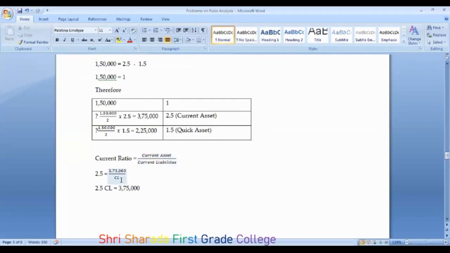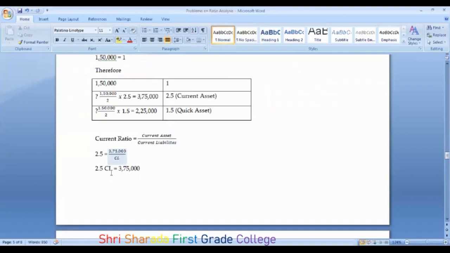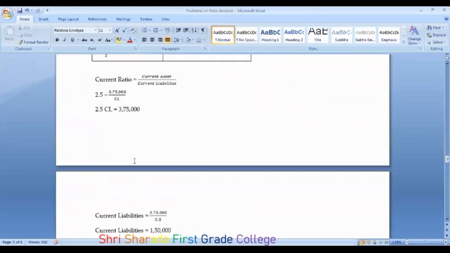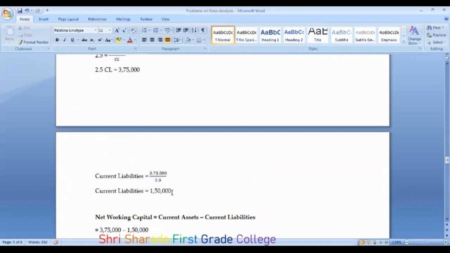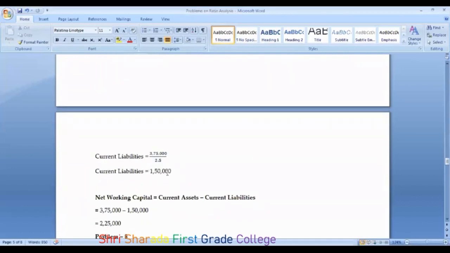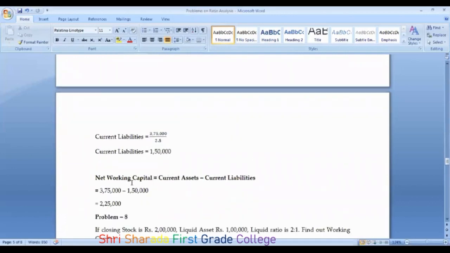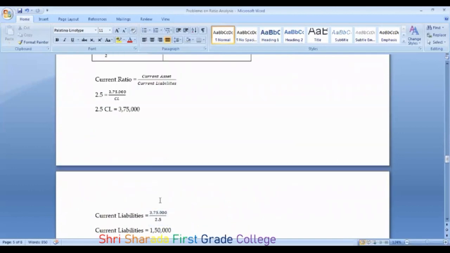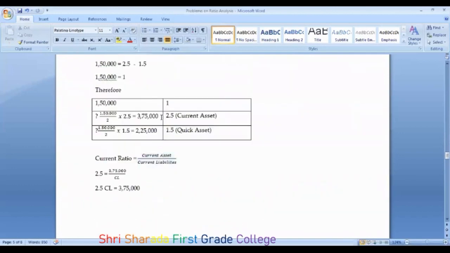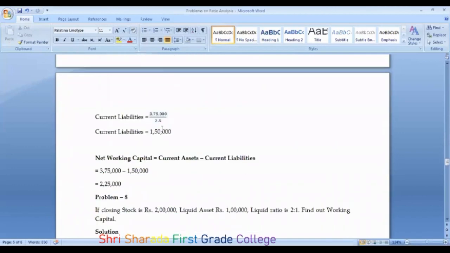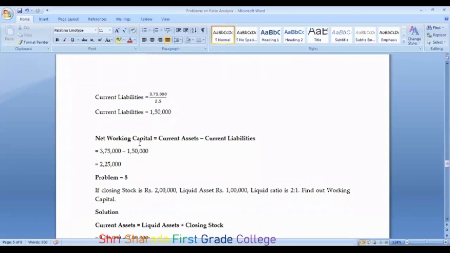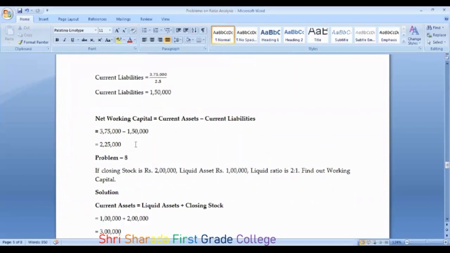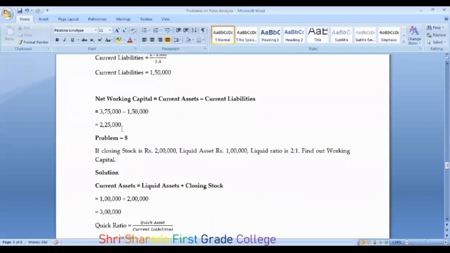You can easily find out the current liability. So 2.5 current liability is equal to 3,75,000. So divided by that, you'll get the current liability of 1,50,000. Now there is the net working capital. You have found out the current assets. So current liability also you have found out here. Now find out the difference between the current assets and the current liability. You get the net working capital. So 3,75,000 minus 1,50,000 gives you 2,25,000.